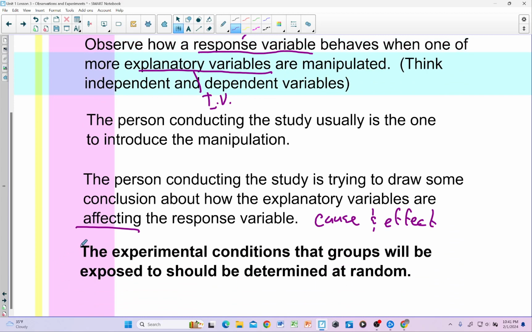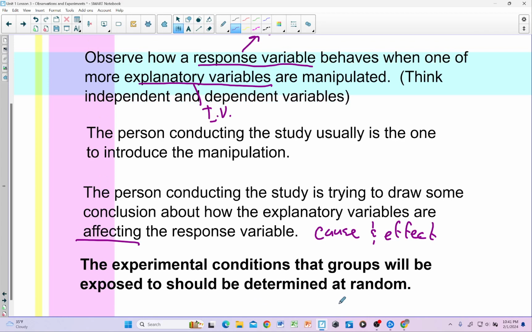Okay? The experimental conditions that the groups will be exposed to should be determined at random. So what does that mean? That means that when I have a sample and I want some people in my sample to do this thing, and some members of my sample to do this thing, and some members to do this thing, the members that go and do each thing that I instruct need to be done random.